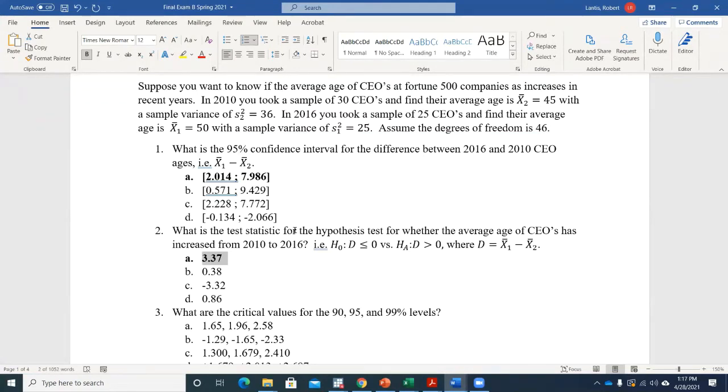Okay, so here I gave you a null and alternative. I would have asked you to identify it. Well, if you want to test whether the age of CEOs has increased, then when I take 2016 minus 2010, if it's increased, the difference is positive, right? It's higher in 2016. So I'm testing whether the difference is greater than 0. Look at my alternative hypothesis. I have a greater than sign, so I know this is a right-tailed test.